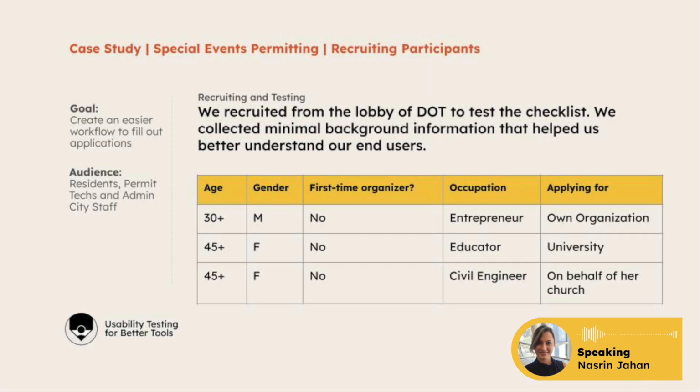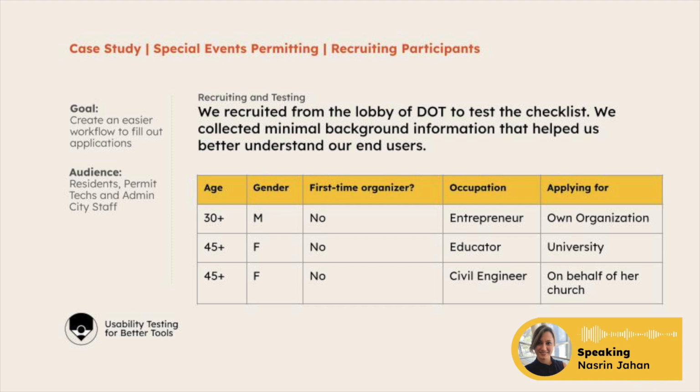So for the DOT project, how did we recruit participants? What we did, we went to the DOT lobby and waited there with coffee and donuts, waiting for applicants to come to apply for their permit. As a new team, we didn't have a lot of resources to recruit users, and we don't know direct users because we are not permit technicians. We are just helping the DOT special event team, and we didn't have enough time to reach one by one and schedule all those things.